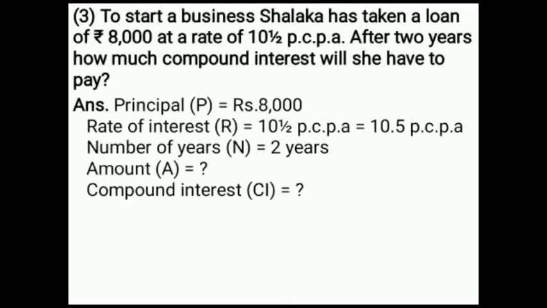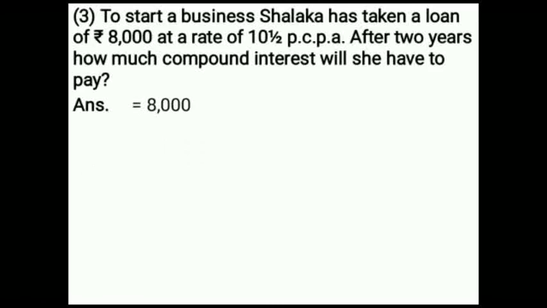The formula of amount in compound interest is amount is equal to principal in bracket 1 plus rate of interest upon 100 raised to number of years. Principal how much is given, rate of interest how much is given, and number of years how much is given, that you have to substitute the value according to this formula. That is equal to principal 8,000 in bracket 1 plus rate of interest is 10.5 upon 100 in bracket raised to number of years is 2 years.